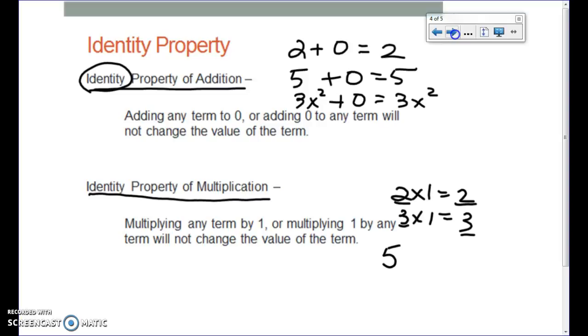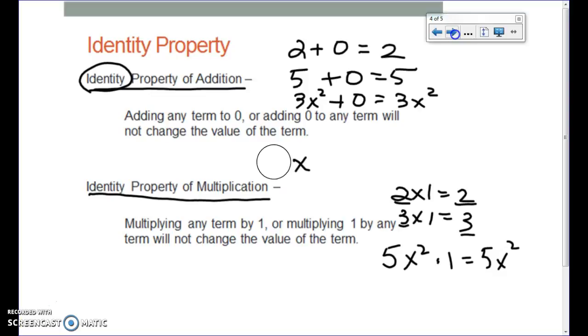And it works the same for variables. Anything times 1 equals itself. That term stays the same. And that's why when we have a naked variable, you don't see a number in front of the x, but if you need a coefficient, you assume that it's 1, because 1 times x is still x. Because of the identity property of multiplication. So that's why that 1's there in front of it.